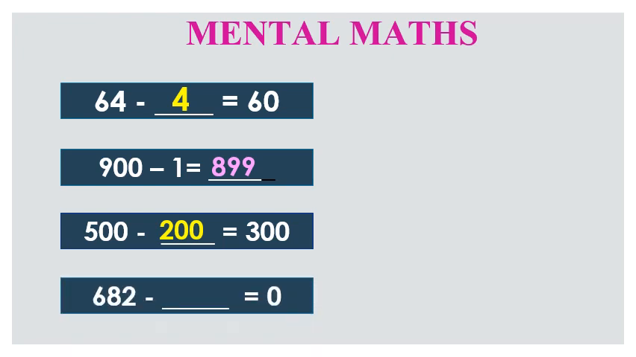The next question is 682 minus dash is equal to 0. We all know that when a number is subtracted from the same number, the answer is 0. So here the answer is 0. So 682 minus 682 is equal to 0.